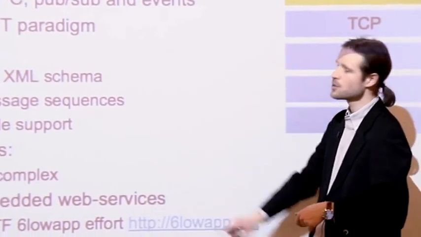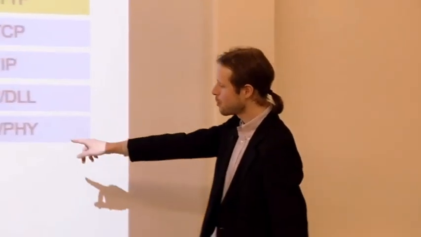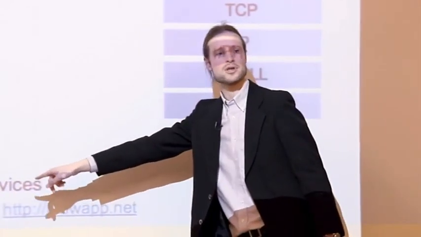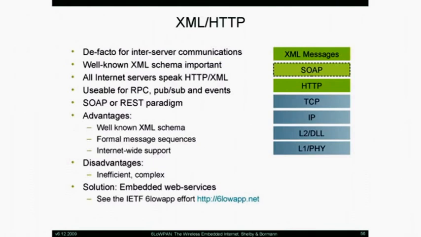And so what we're doing today, and the solution for this, is embedded web services. This is something we've been doing for a longer time commercially, but this is also something we're working on with standardization today to really make part of the internet. So there's a new working effort around 6LoWPAN. 6LoWPAN is an interest group in the IETF. You can look at that at 6LoWPAN.net.